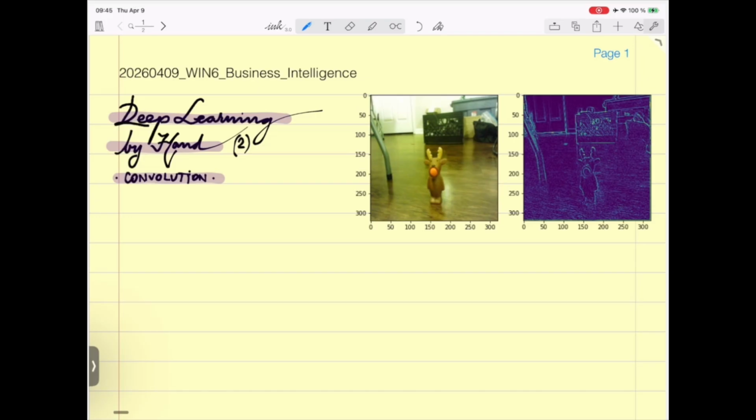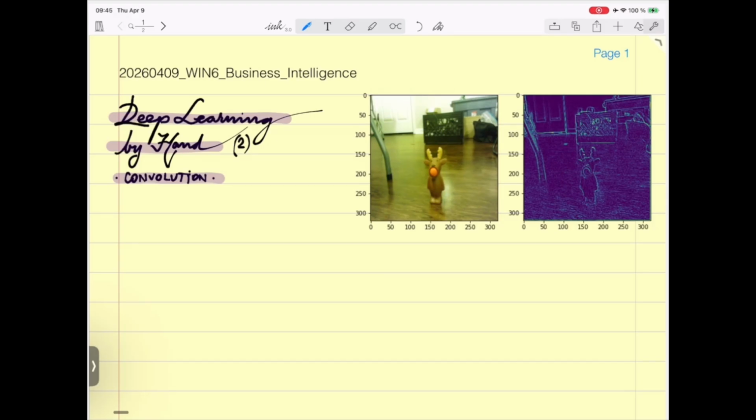Today is April 9th, 2026. We have our business intelligence lecture today. The lecture is going to be about deep learning by hand first, and then we will see another topic. The topic that we will see today is called convolution.